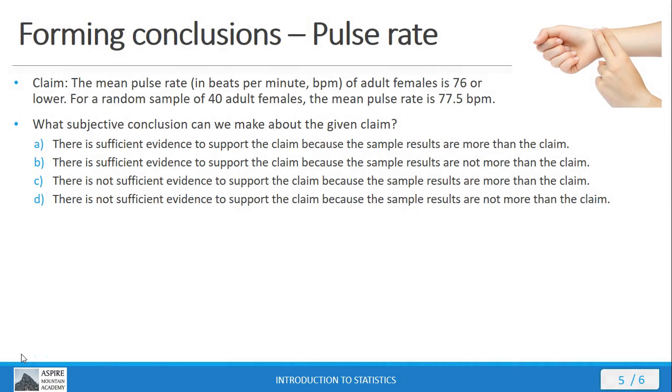Let's look at one more example. We're going to, again, look at this pulse rate example. The claim is that the mean pulse rate of adult females is 76 beats per minute or lower. We have a random sample of 40 adult females, and the mean pulse for that sample is 77.5 beats per minute. So what subjective conclusion can we make about this given claim? Again, I'll give you a few seconds.